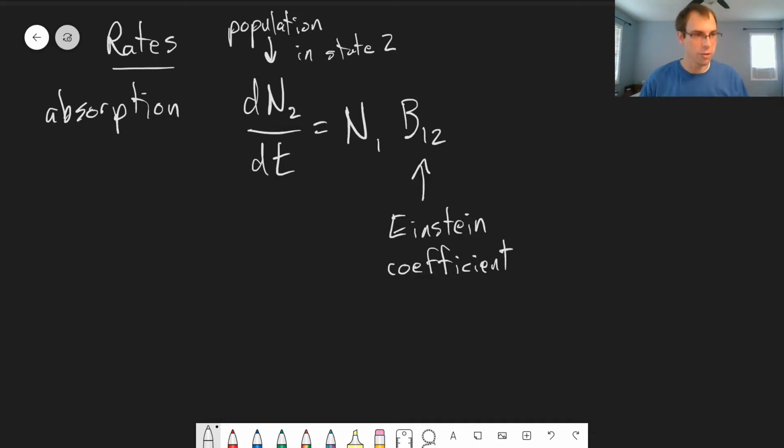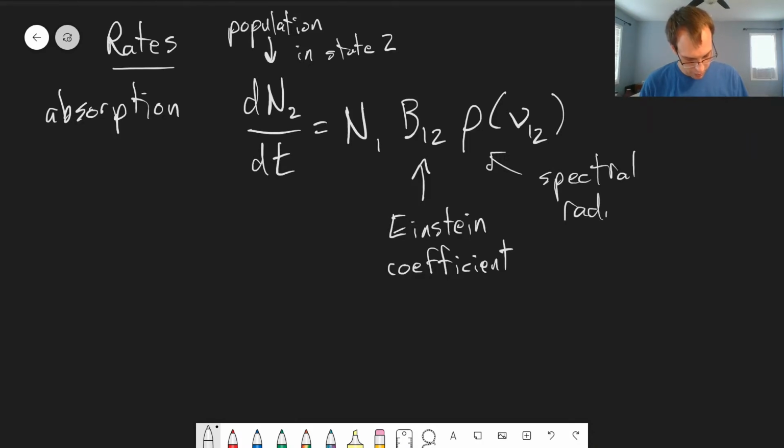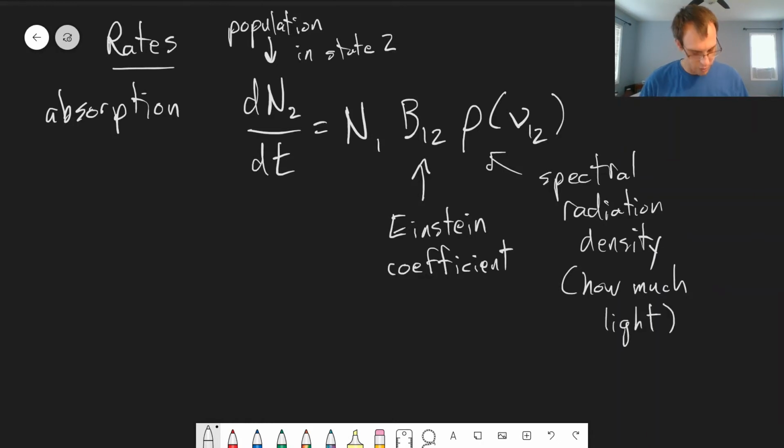So we have the Einstein coefficient, and then how much light we have. Rho here is the spectral radiation density at the frequency that we need. Essentially, this is how much light we have. It's related to similar ideas, like the black body equation. Rho is the same sort of variable that tells us about brightness.